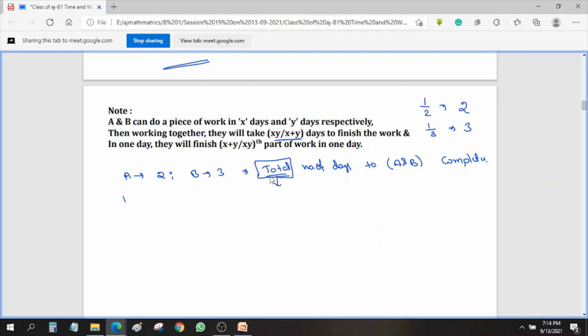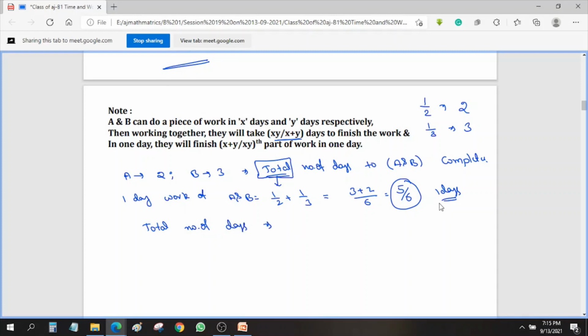Here I am going to find the total number of days. For that I just want to find 1 day's work of A and B. 1 day's work of A and B is 1 by 2 plus 1 by 3. 1 by 2 is 1 day's work of A, 1 by 3 is 1 day's work of B. If you add these two, you will get 1 day's work of A and B, which is 3 plus 2 by 6, which is 5 by 6. So this is 1 day's work. Then what about the total number of days? Obviously that is the reciprocal of this. Reciprocal of this means 6 by 5 days.